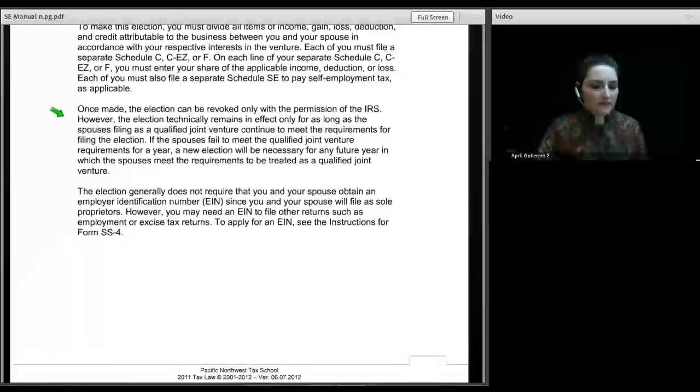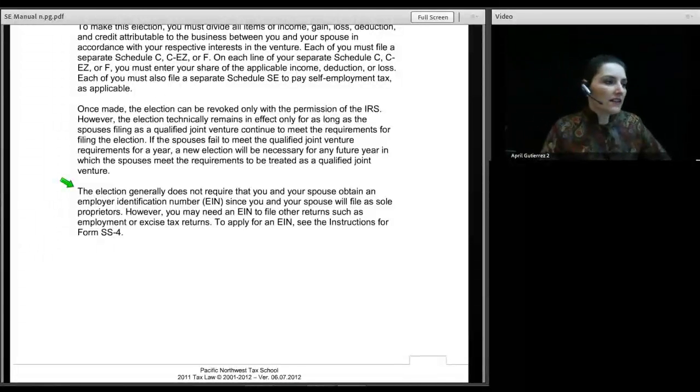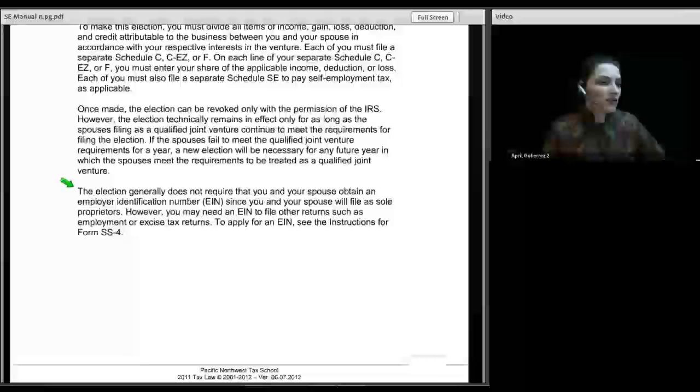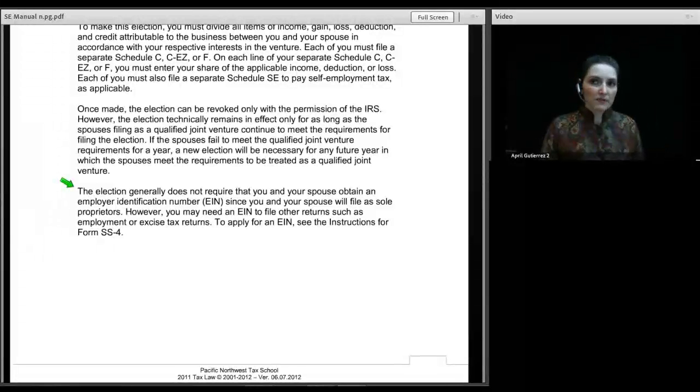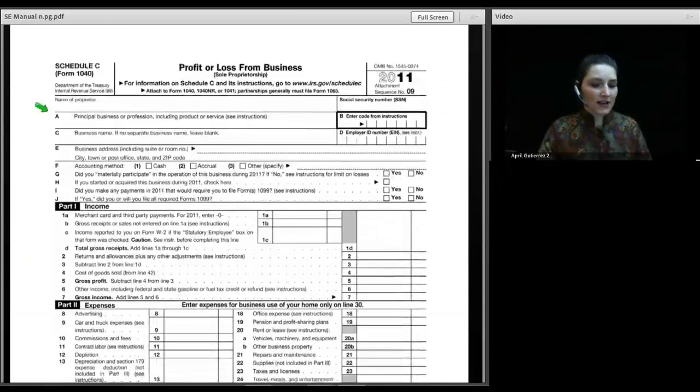Now, by making the election to file as a qualified joint venture, there is a bonus. You could call it a very small bonus, it's rather minor, but it is a bonus, and that is that no EIN is required. If you form a partnership with your spouse and you file Form 1065, you have to apply for an employer identification number so that the 1065 can be filed. Under a qualified joint venture, it is not necessary to have an EIN for either spouse. They can just use their own Social Security numbers on the return. Of course, if they have employees, they would still need an EIN anyway.